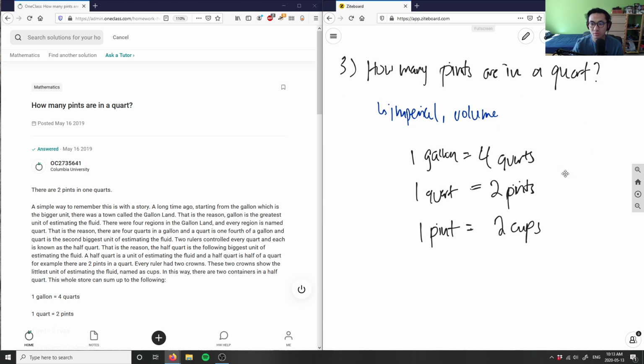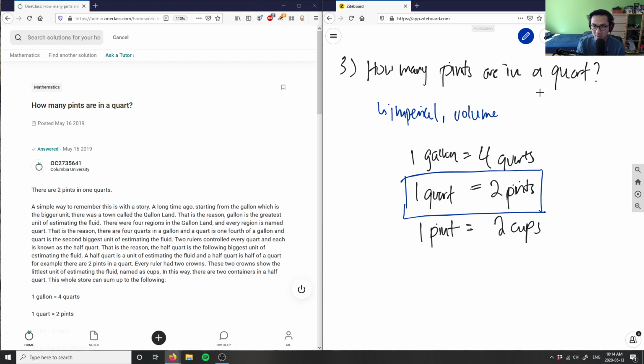And we actually don't even need to write down the other conversions here because I have this solution. This conversion factor is already going to provide us our solution, right? So it says how many pints are in a quart? Well, this conversion factor gives it away, right? In 1 quart, I have 2 pints. So that's going to be our solution.